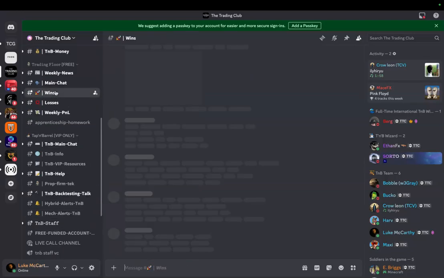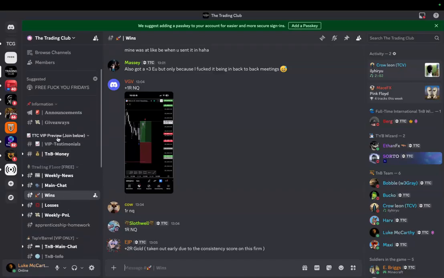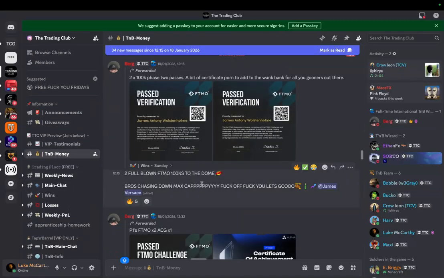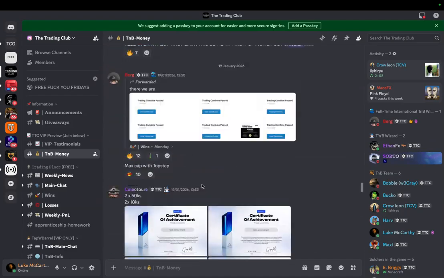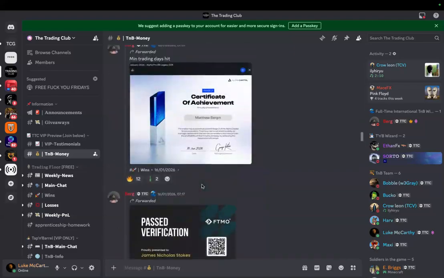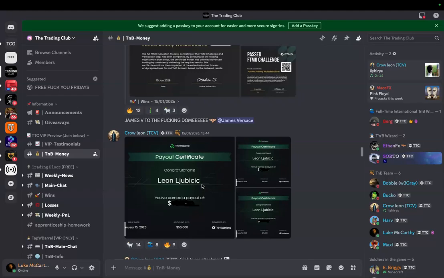And while we're here, we can have a look. This is just all the guys. Well, actually, better let's go into the VIP one. This is the free one. This is the VIP one. You can just see every single day, lads passing accounts. Every single day. Because it's a mechanical model, you know what I mean? This is repeatable. Everyone's doing the same thing.